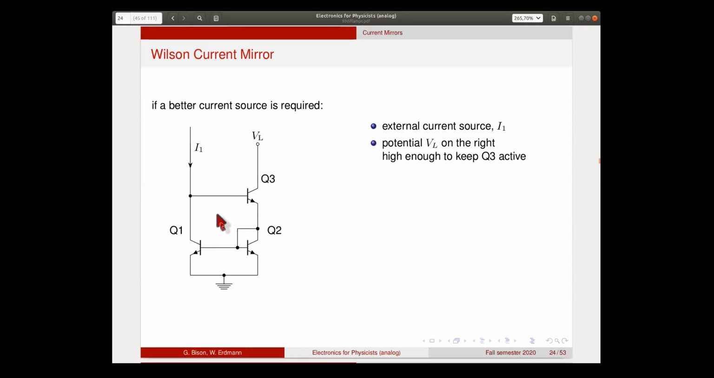But I will try to convince you that this actually works. So now we have the external current source here, and this point is kept at some potential. Don't know what it is at the moment. It just needs to be high enough to keep these two transistors in the active region. And then again, like in the ordinary current mirror, the base emitter voltages of these two transistors are the same. So the currents will, of course, be very similar.